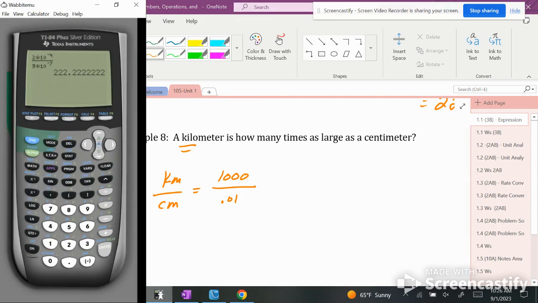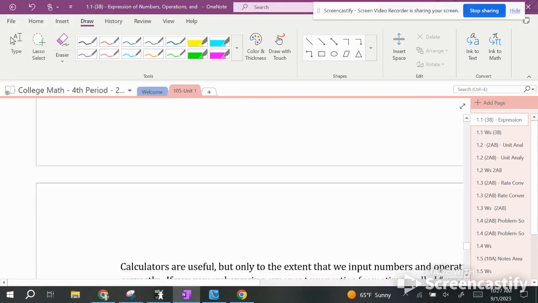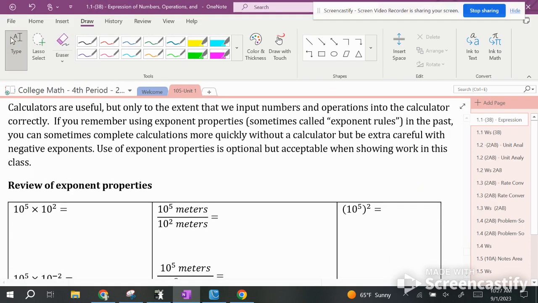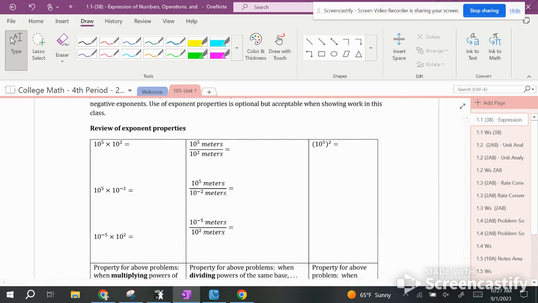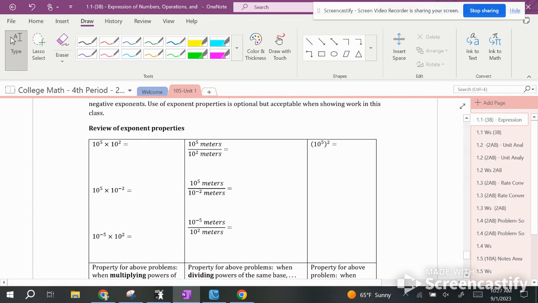So, anybody want to guess what 1,000 divided by 0.01 is? 100,000? It's a lot. Okay, 100,000 times bigger. Interesting. I kind of think I don't need to do this. Do I need to review exponential rules?